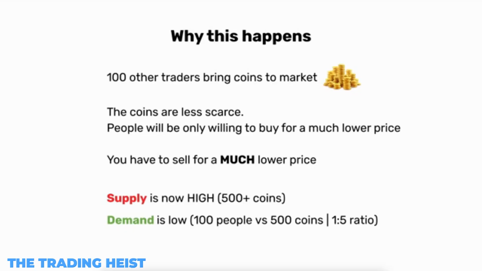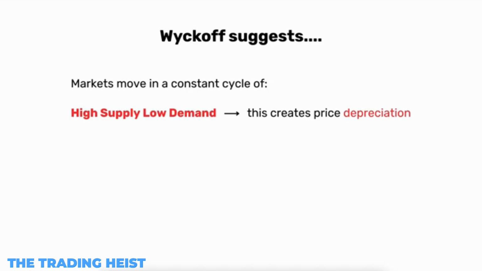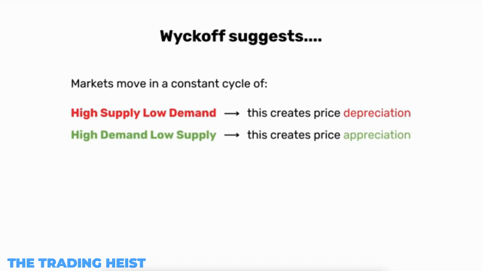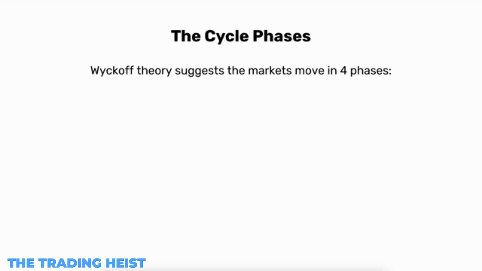And this is generally the backbone behind Wyckoff theory. So now that we've explained that, Wyckoff suggests that markets move in a constant cycle of high supply and low demand, which creates price depreciation, and high demand, low supply, which creates price appreciation. Essentially, it is a battle between demand and supply, and that's why markets go up and down. And it's actually possible, based on Wyckoff cycles, to see this in real time so that you can get good trades. And under the Wyckoff theory, 4 phases were created that we can use to track the supply and demand in a market. These cycle phases are accumulation, markup, distribution, and markdown.